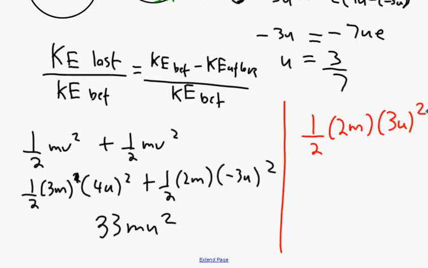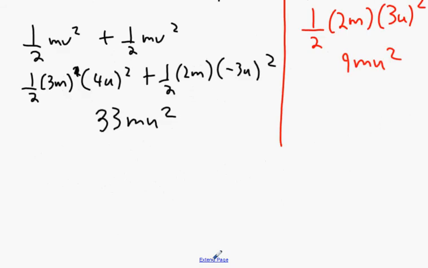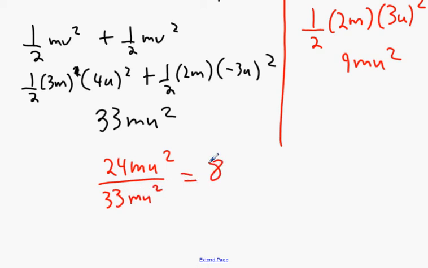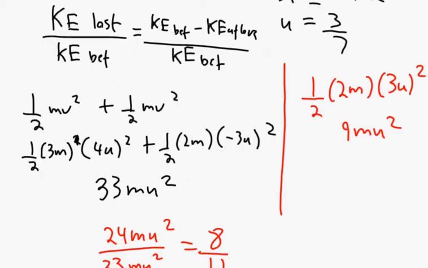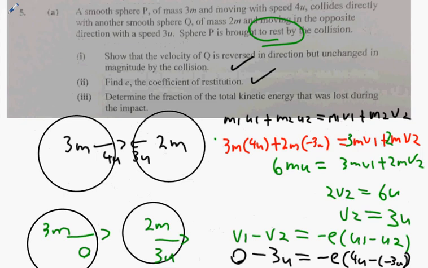And then we got what was it? 9mu squared. So, how much did we lose? We lost 24, didn't we? So it's 24mu squared lost divided by our original 33, and we get 8 out of 11. How many people got that one completely right? Yeah. Collisions. Invest your time in collisions, guys, if you haven't already. They're just marks galore there. Now, is that one done? Any questions? We're good.